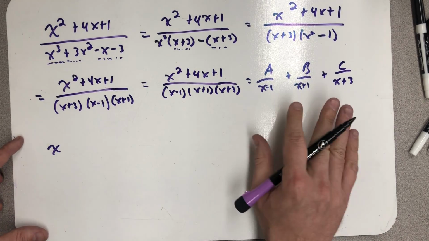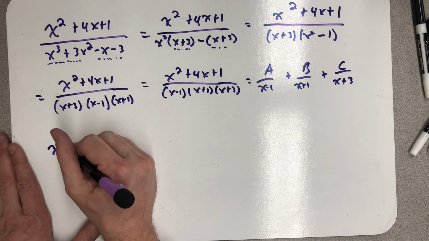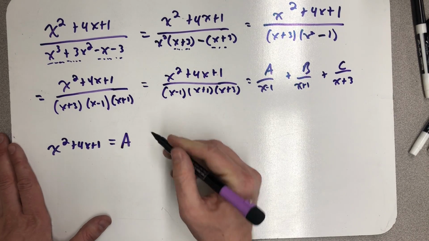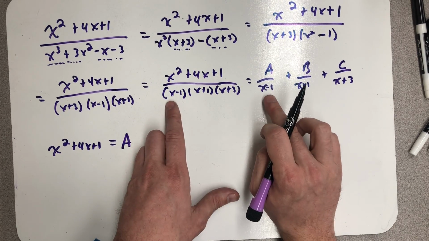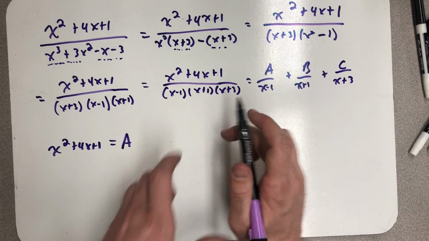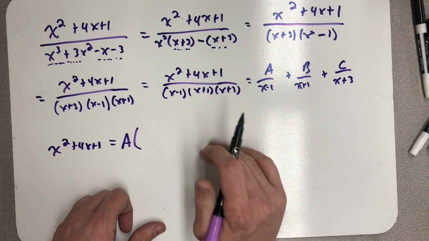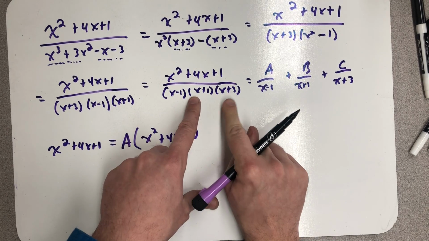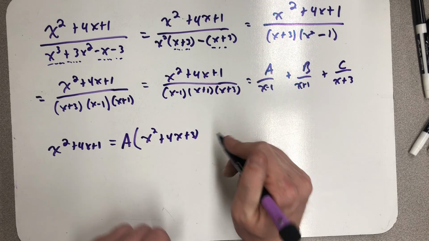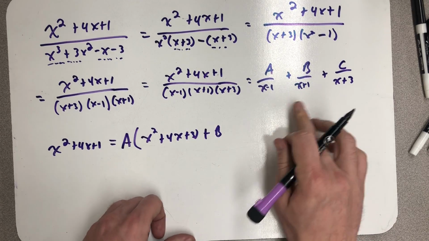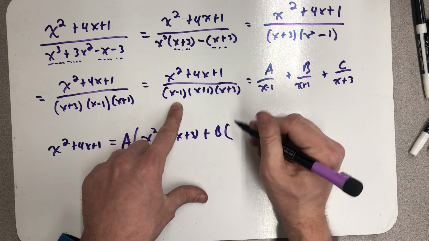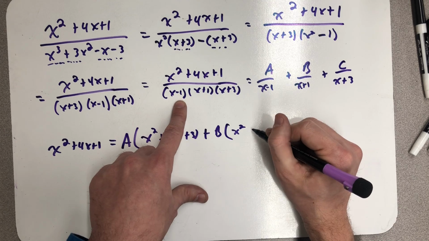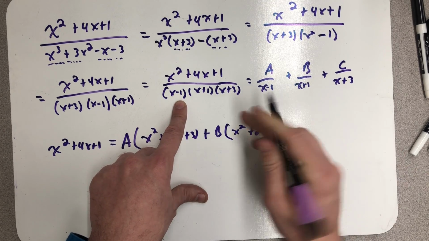If I multiply both sides of this final equation by the bottom, I will get x squared plus 4x plus 1 is equal to A. And when I multiply the bottom over, the x minus 1s will cancel. I'll be left with that x plus 1 times x plus 3. And I'm going to go on and multiply that out. x squared plus 3x, 1x more gives me that 4x plus 3. B times the x plus 1 will cancel. I'm going to go and multiply these two together. I get x squared plus 3x minus x. So that would be a plus 2x and a minus 3.